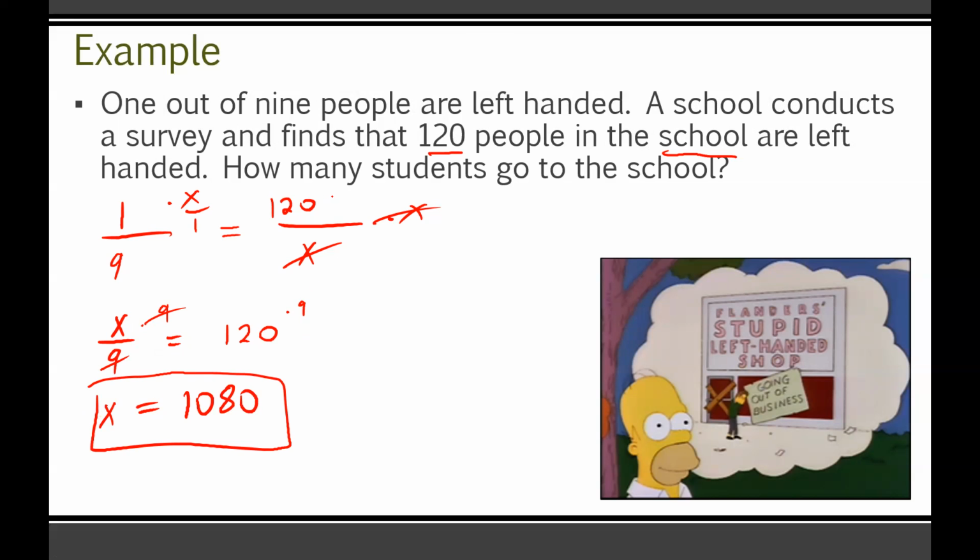120 students are left-handed out of 1,080 students in total, and that's an equal proportion to 1 over 9. Rest assured, this is going to be a pretty advanced question for this. But the idea is just look at what you're given. 1 out of 9 people are left-handed, and set that equal to something that you know, right? So 1 out of 9 are left-handed. That means 120 out of some amount of students are as well.